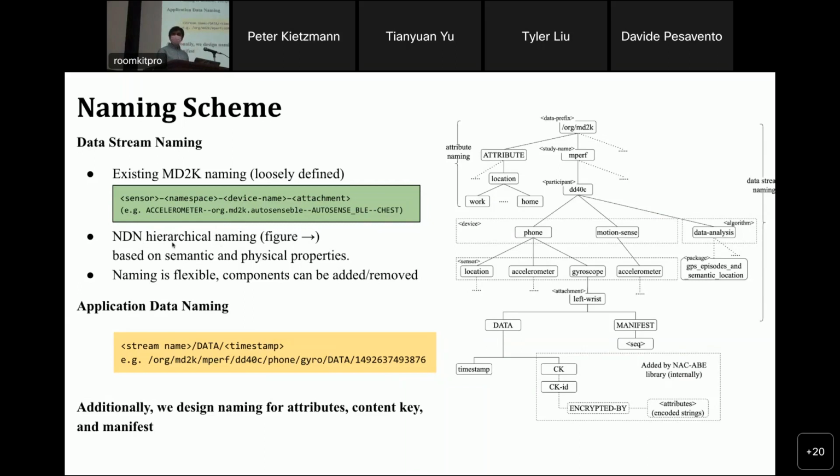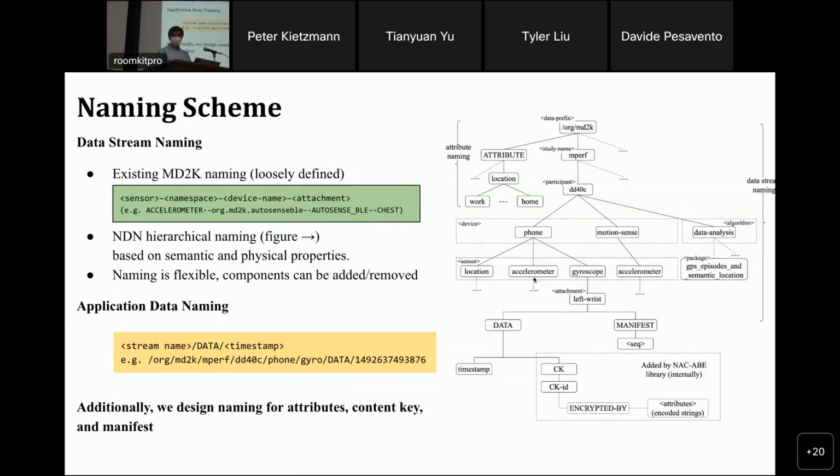The names that we designed were based on the semantics and the physical properties of the data. For example, you can have an organization, and that organization can have a lot of studies going on, and a lot of participants can be under the study, and then each participant can have devices, either a phone or other devices.